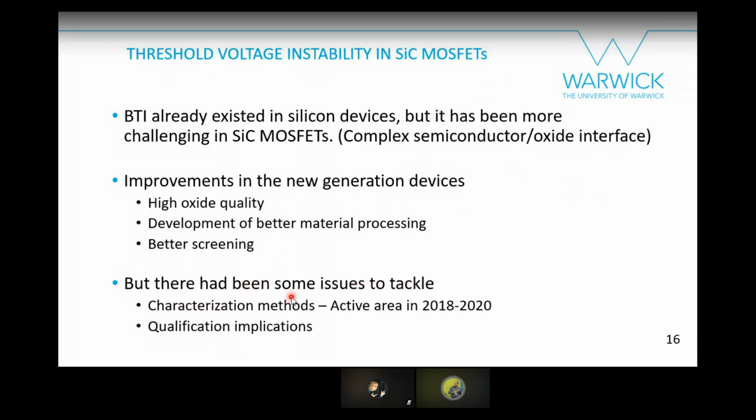I would say proper characterization methods. It's an active area in 2018, 2020. And evaluating the qualification implications of this phenomenon.